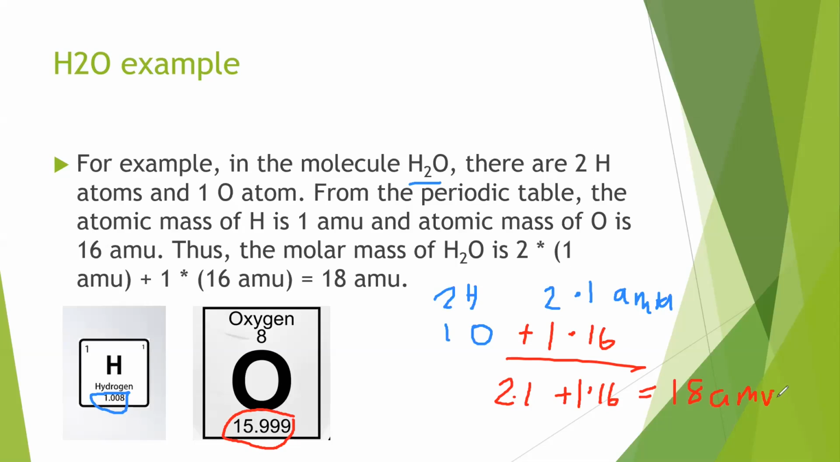So that's basically the molar mass. We're just finding the sum of each individual atom. And we look in a periodic table to find the mass of each atom. So, and then we report the molar mass is 18. So that's how it works.